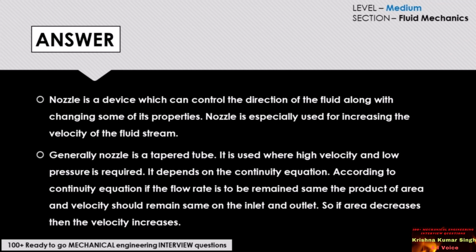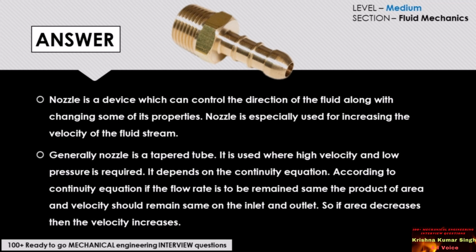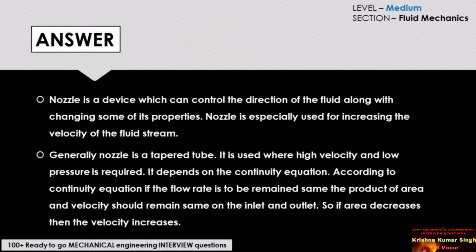The answer to this question would be: a nozzle is a device which can control the direction of the fluid, along with changing some of its properties. A nozzle is especially used for increasing the velocity of the fluid stream. Generally, these nozzles are a tapered tube. They are used where high velocity and low pressure are required, and it depends upon the continuity equation.